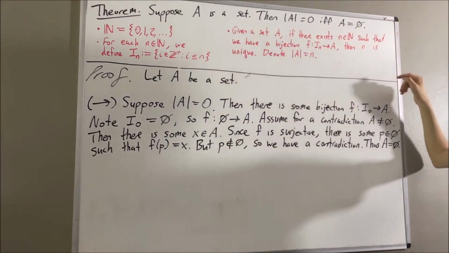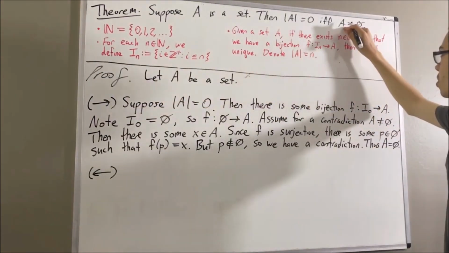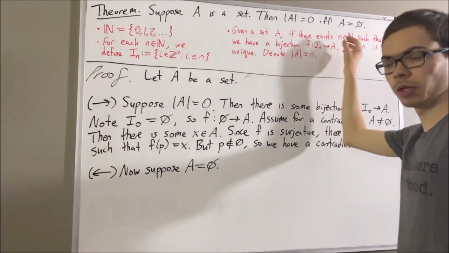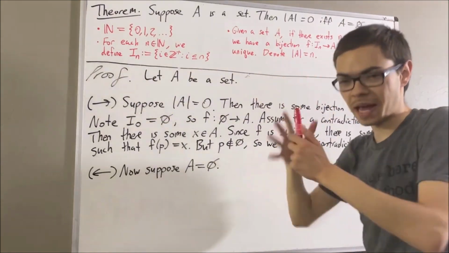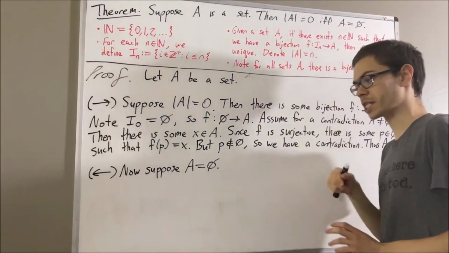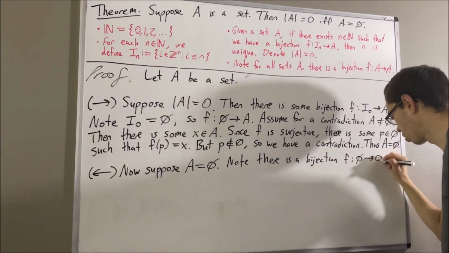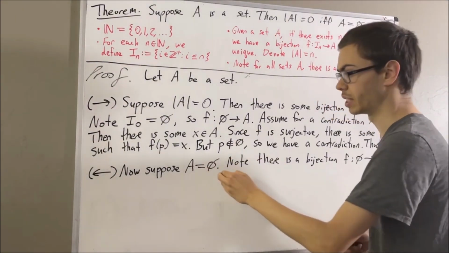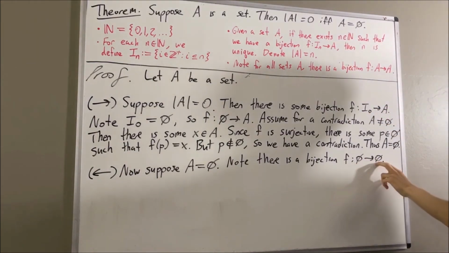Now we're going to prove the other direction. That is, we're going to prove if this is true, then this is true. And to do so, suppose A is the empty set. Now, there's another fact that we're going to rely on that I forgot to write, and it's that for every set A, there is a bijection from A to itself. So in particular, there's a bijection F from the empty set to the empty set. Well, since A is equal to the empty set, and I0 is equal to the empty set, we can replace the empty set here with I0, and the empty set here with A.